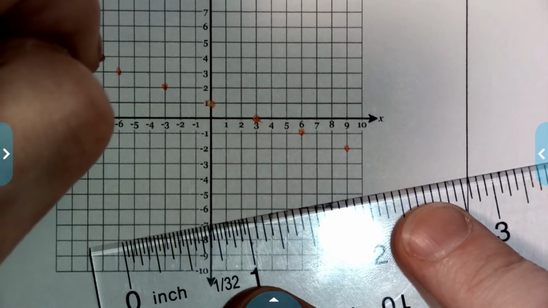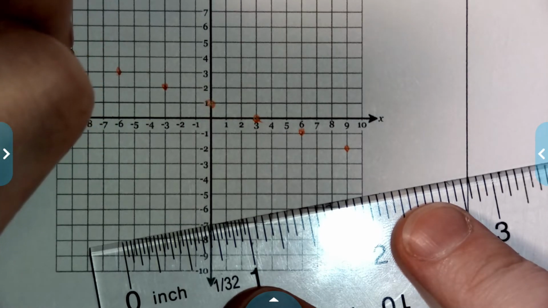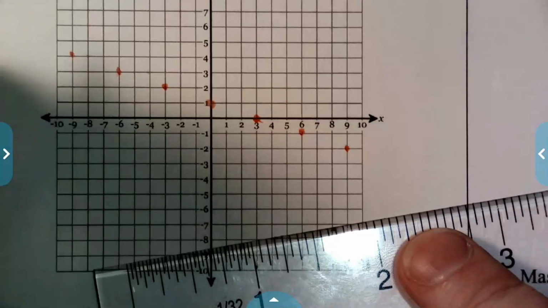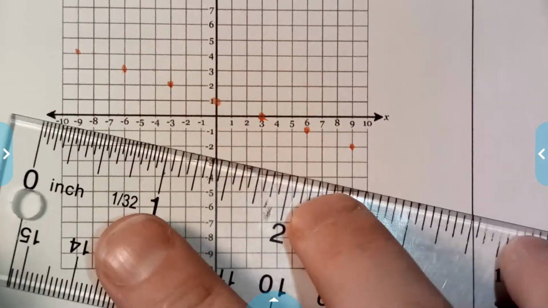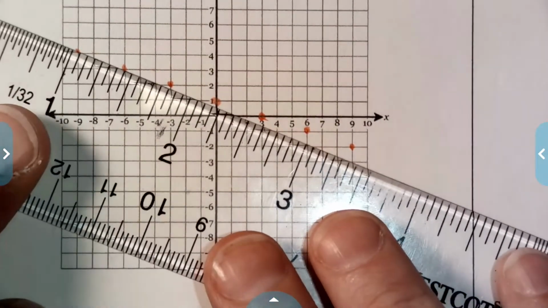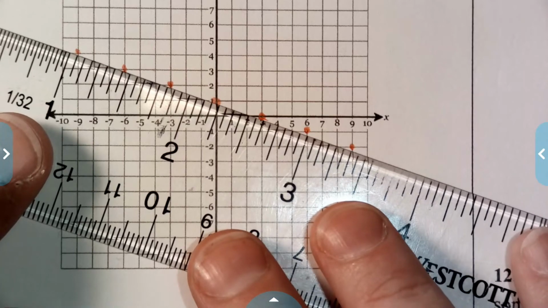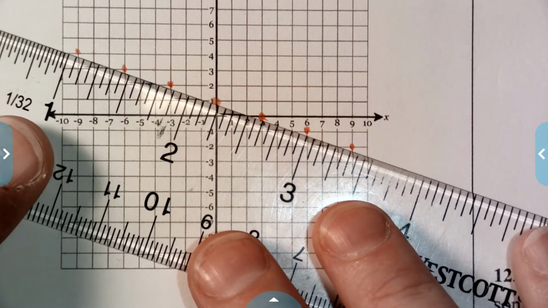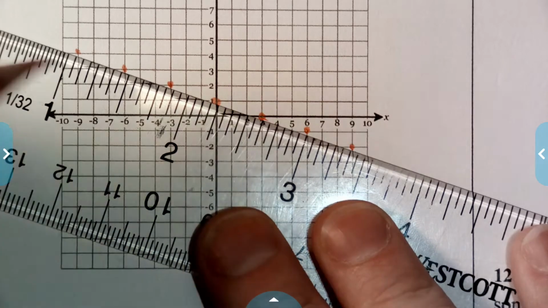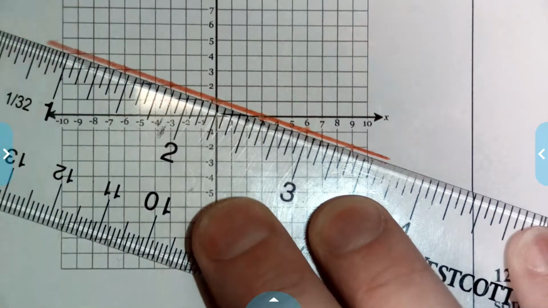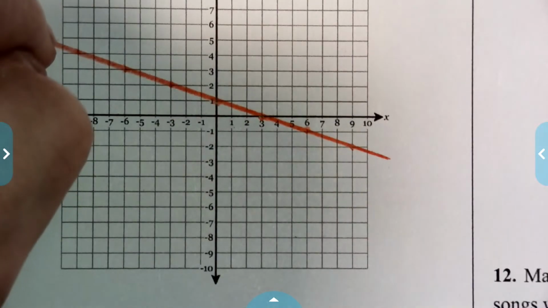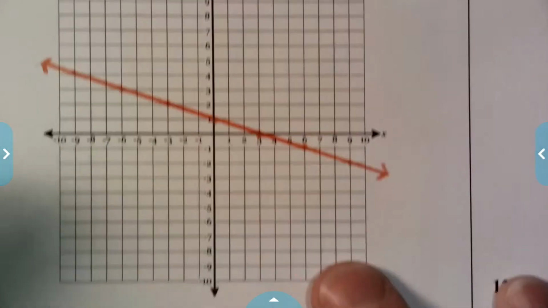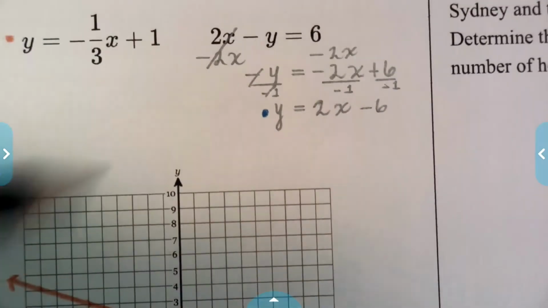Up left 1, 2, 3. Okay, so there I've plotted all the points that I can on the coordinate plane, and we'll now attempt to graph them. Okay, so there's the red line. Okay, so now we're going to graph the blue line.